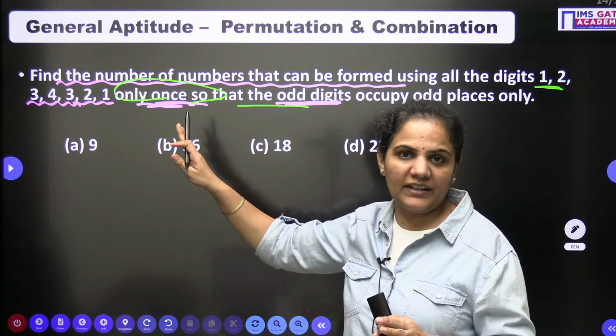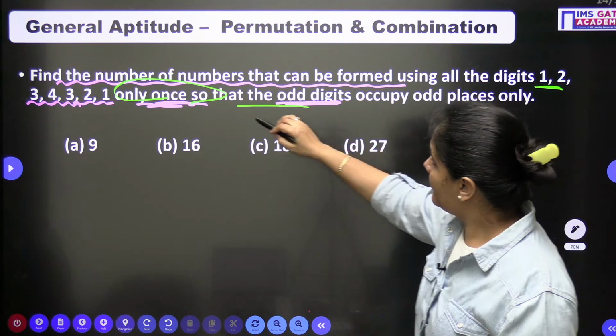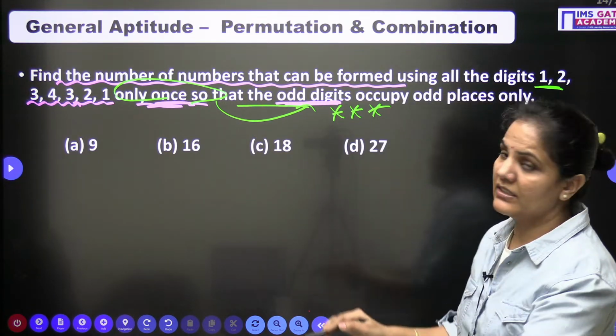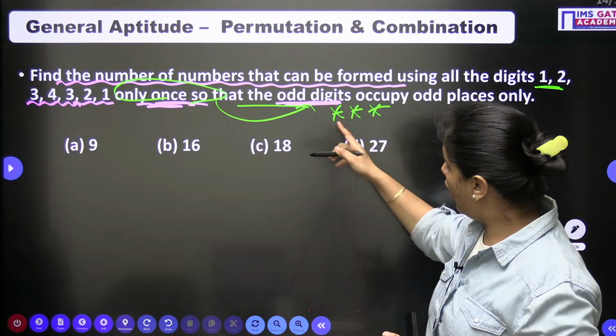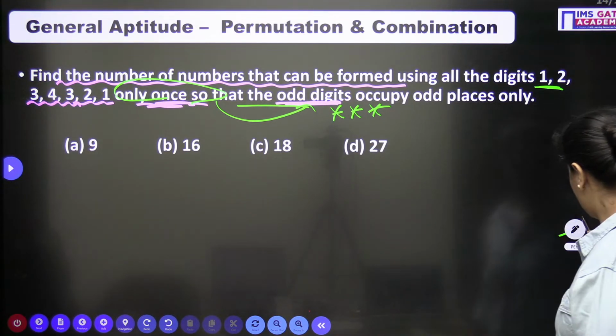The numbers are already written, we will not repeat anything other than the numbers. And the odd digit, this is the key point mentioned in this question, that the odd digits occupy odd places only. So guys, just go for it.